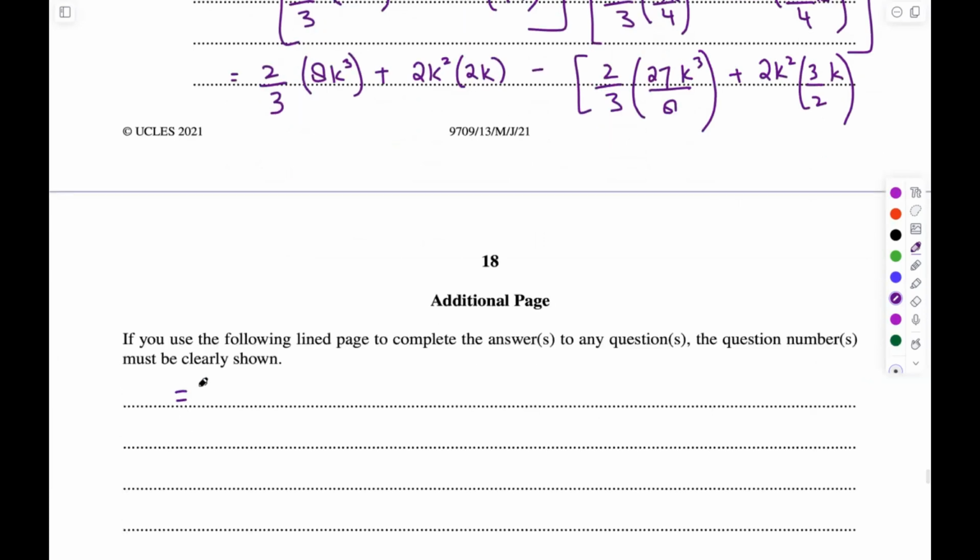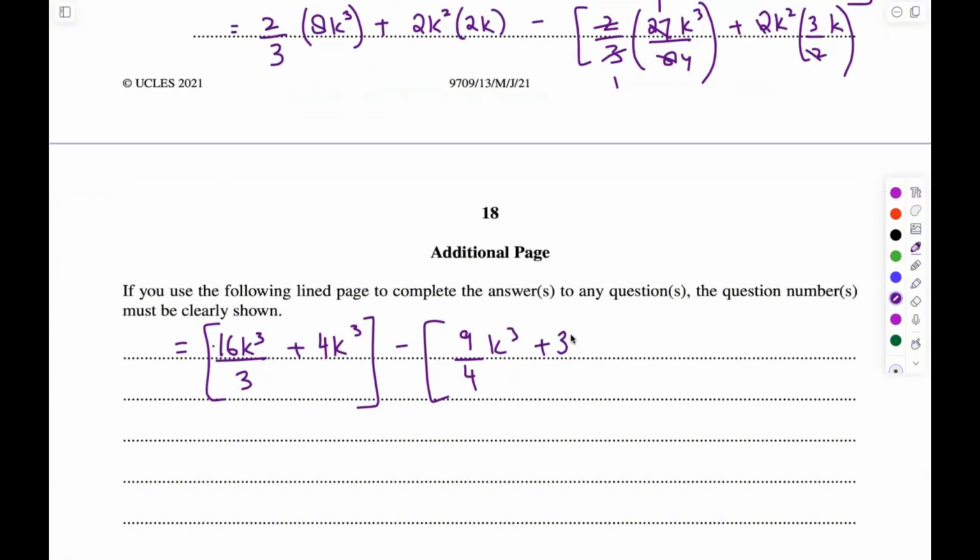So this will become 2 into 8, 16k cube upon 3, plus 4k cube. And this will simplify down, so we can write it as 2, and this will be 4, this will be 3, this will be 9. So this will become 9 upon 4k cube. And the 2 and 2 will cancel, so this will be plus 3k cube.